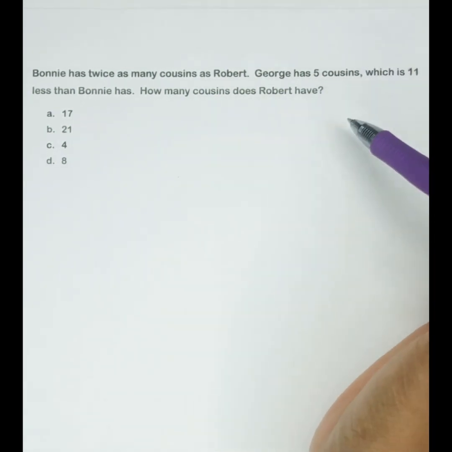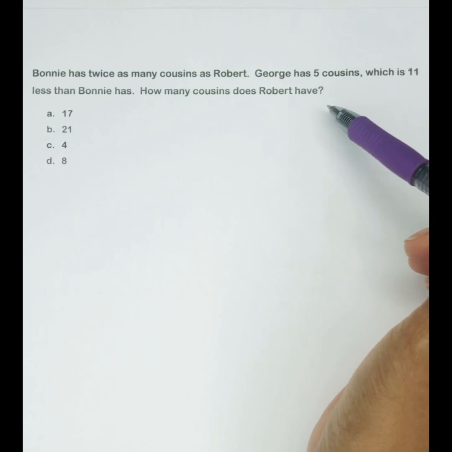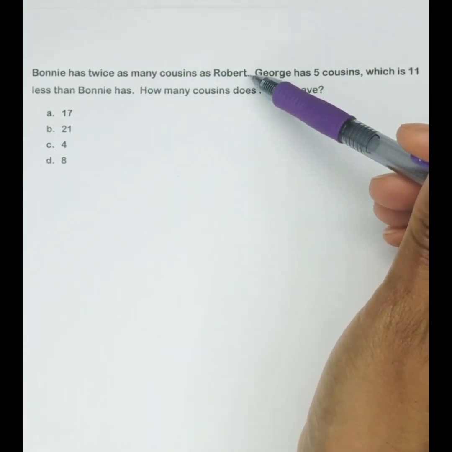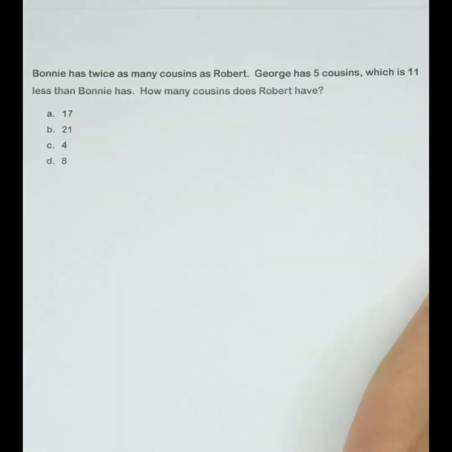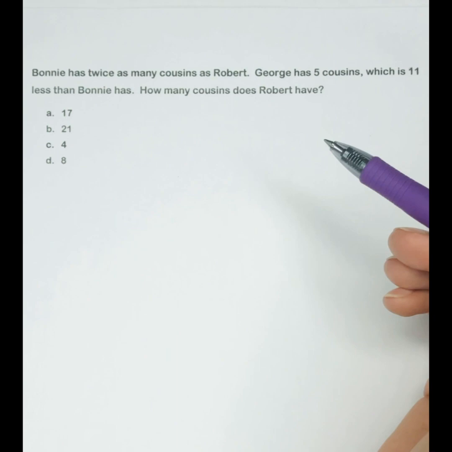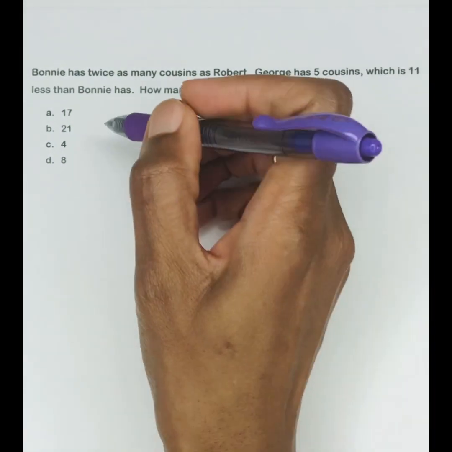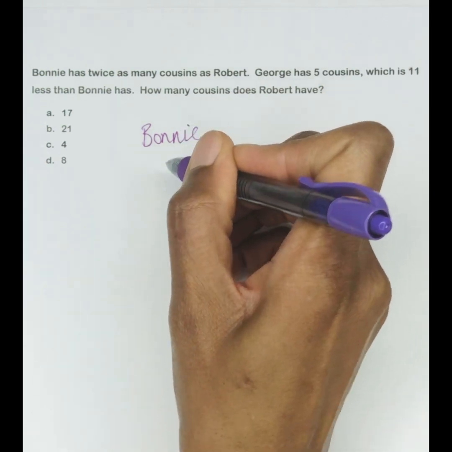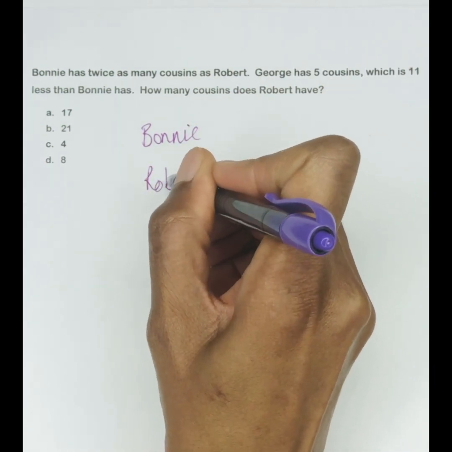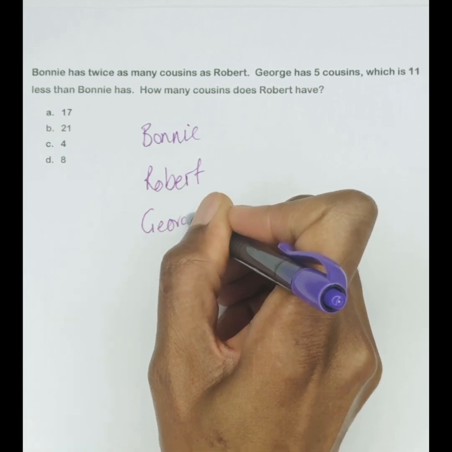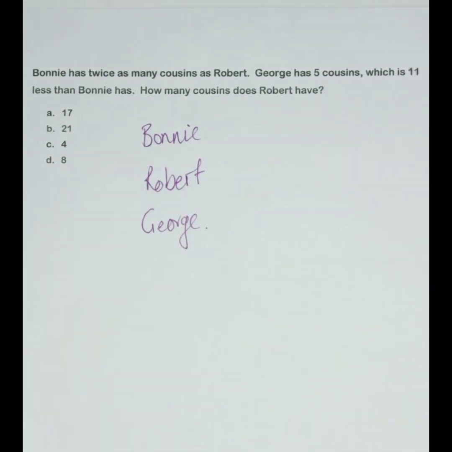So the best way to do this, I found later on in my life, is to work backwards. Because when it says Bonnie has twice as many cousins as Robert in the first sentence, there's no number there to go by. George has 5 cousins, which is 11 less than Bonnie. How many cousins does Robert have? The best thing to do here, I think, is write the names out first, and then put the information as it appears in the problem next to the names.